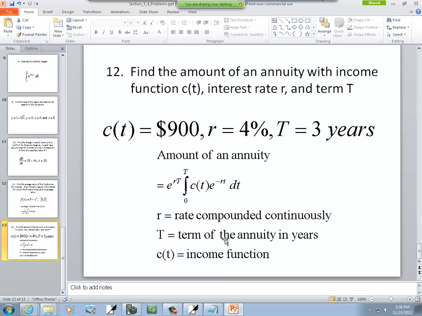The formula for that is equal to e to the rT, capital T, times the integral from 0 to capital T of c(t), little t, times e to the negative r little t power dt. Now I realize when we're working this, the little t is going to be our variable that we're going to work with. So let's go ahead and take a look at this problem.